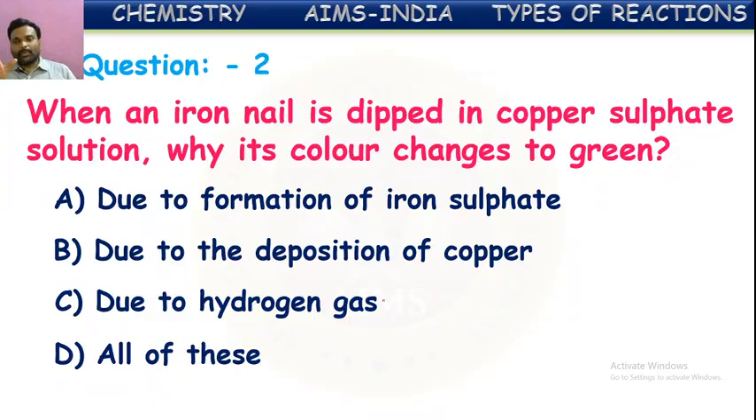Initially the copper sulfate solution, as we have seen, is blue in color. When an iron nail is dipped into the solution, the color changes to green. This is due to the formation of, can you guess the answer? Is it A or B or C?